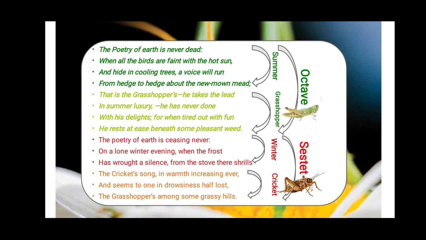The last six lines form the sestet. It has also been divided into two parts. The first three lines remind us of the season winter, and the last three lines remind us of the cricket's song.